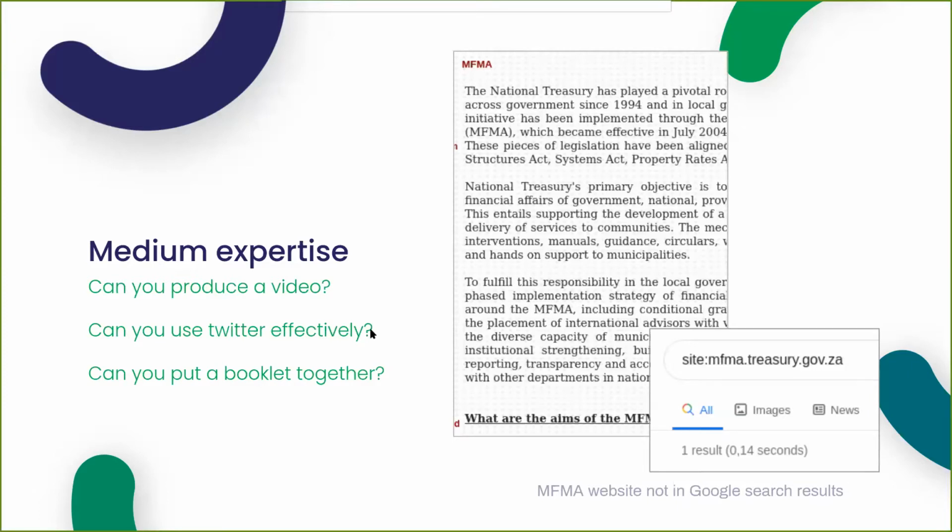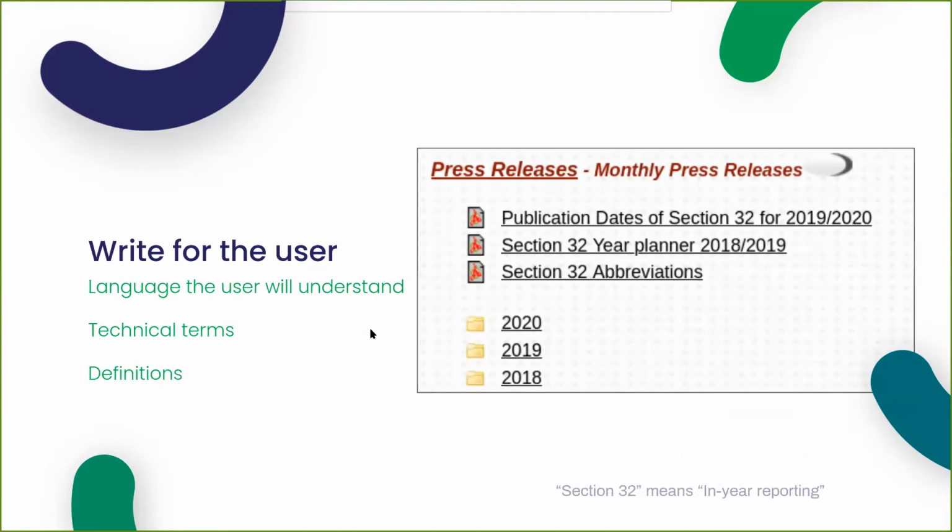If you're making a video, someone needs to think about how you tell your story with that medium. It's the same for a booklet. Is the content arranged similarly in a booklet as on a website? That's a decision you probably ought to make. And then you have to use language that the user will understand.